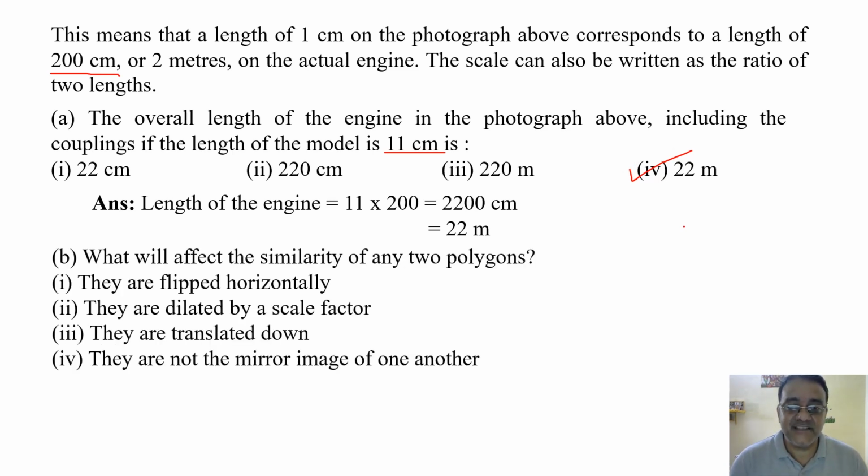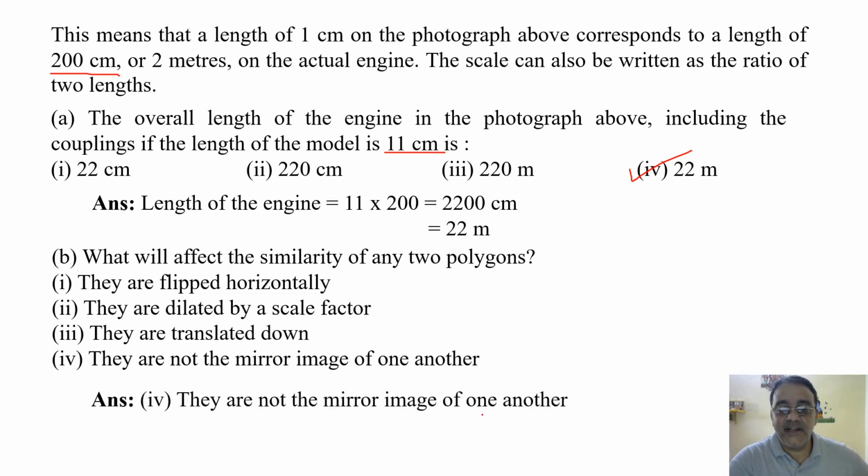What will affect the similarity of any two polygons? They are flipped horizontally, not affected. They are dilated by a scale factor, not affected. They are translated down, not affected. They are not the mirror image of one another. What will affect the similarity of any two polygons? So the correct answer is they are not the mirror image of one another, because they will not coincide. Right?